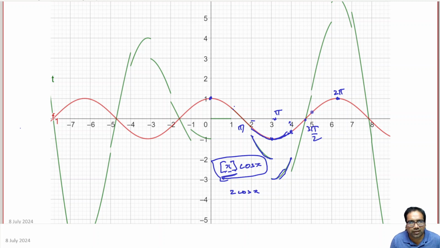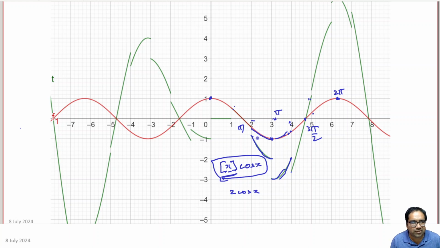Between 4 to 5, this part should be multiplied 4 times. So, naturally this part will go down and this part will go up, because this is negative and this is positive. At 0, it will remain 0. Right, this point is 0, so that 0 will remain 0.